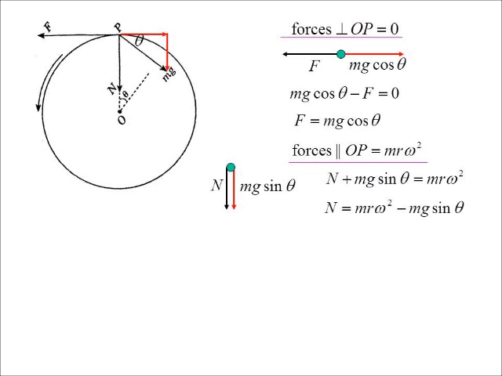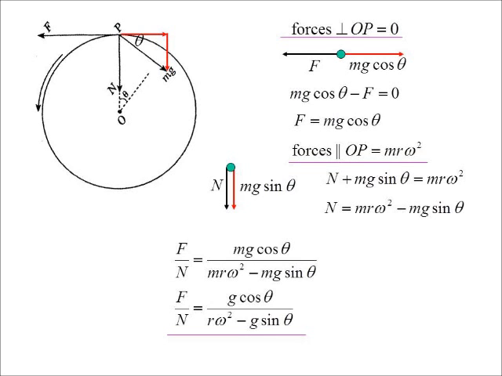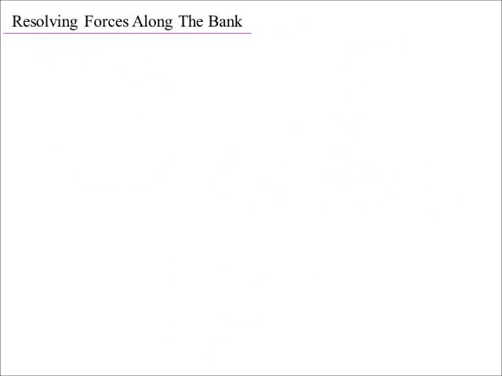Now, it was F over N they wanted. So, there we go. F over N, substituting in the two values that we've just found out, and we've got a beautiful expression there. The ratio of friction to the normal force is g cos theta on r omega squared minus g sine theta. This idea of rotating the problem can be really, really useful.